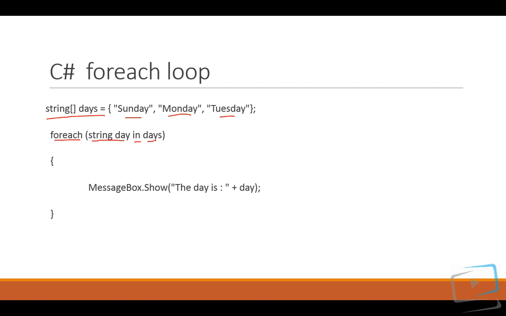So for each string day that you have declared in days, it means string day in days. Message box.show, we are just displaying that day. So for each case it is displaying that one. You understood? This is an example of a for each loop.